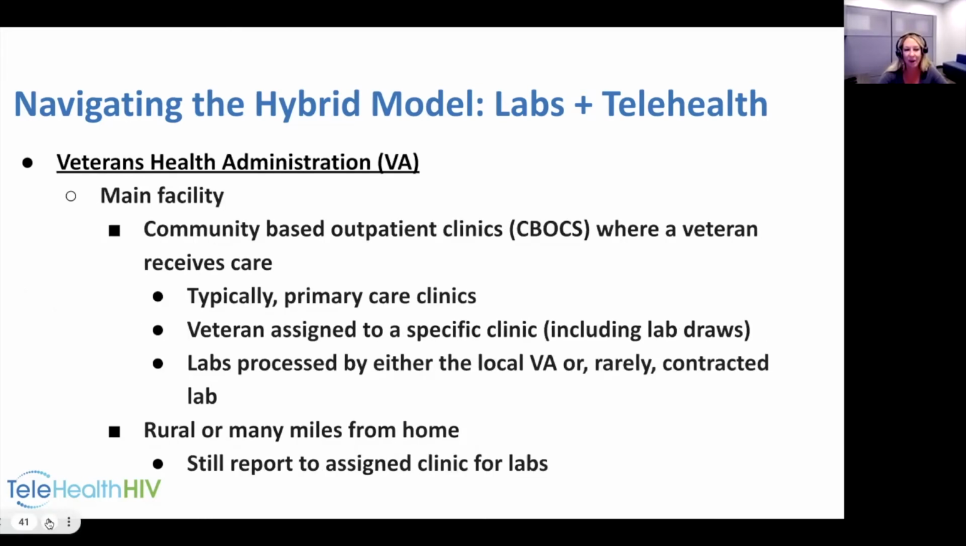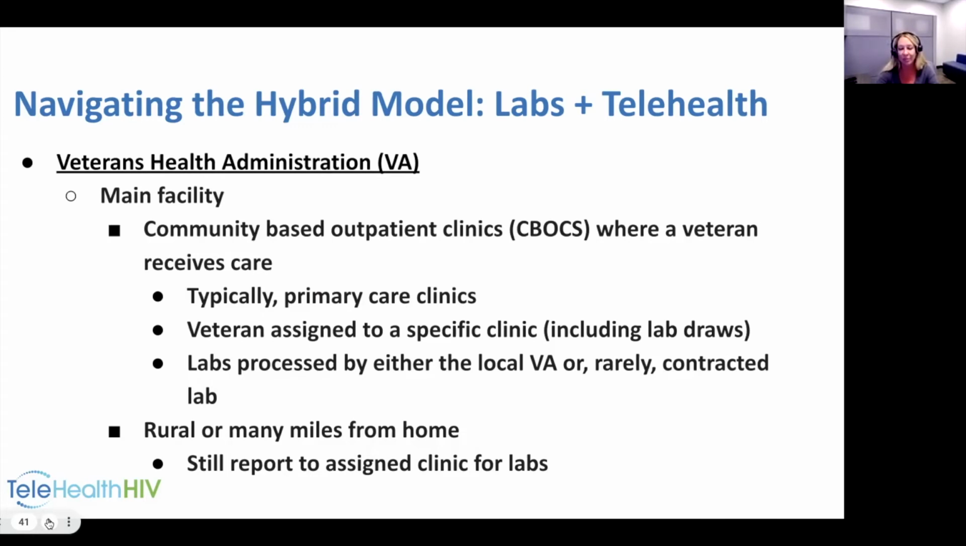And so the other part of it, if anyone participates in the VA, there's been a huge expansion for that. And it's from their main facility. They have a bunch of these community-based outpatient clinics where a patient will usually be assigned to care. That also means their lab draws as well. So, if these patients are in a rural area, they still will have to go to get these lab draws done. But the other thing is they can do it at a time that's more convenient for them.